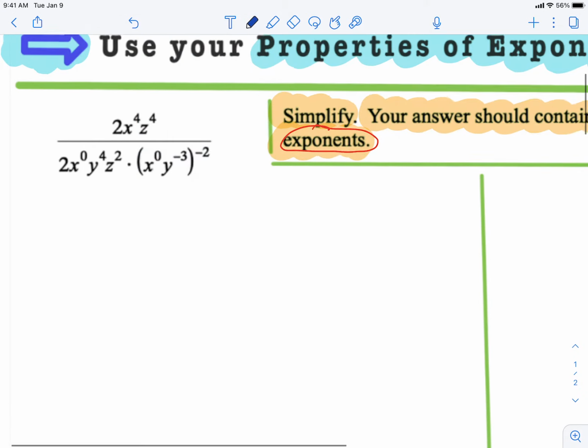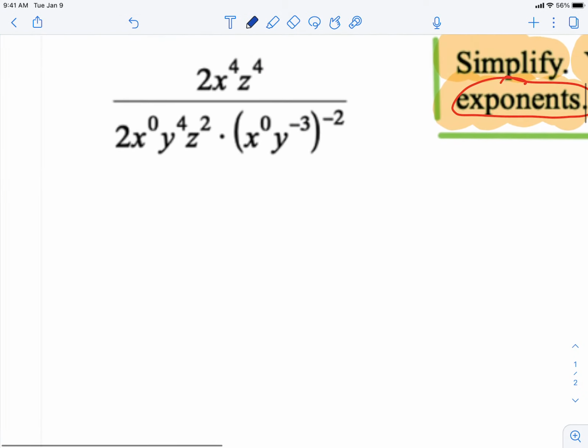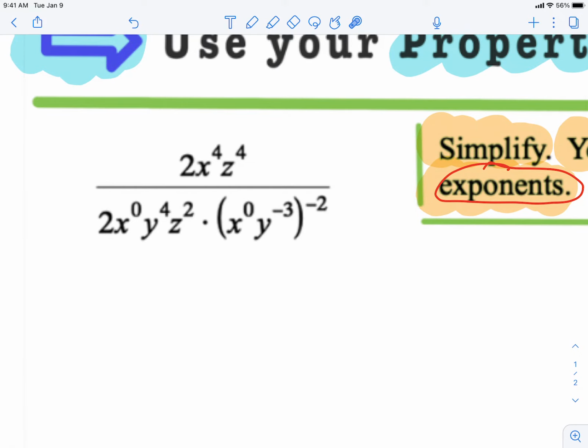So, now we can go to number 1. This says 2x to the 4th, z to the 4th, divided by 2x to the 0, y to the 4th, z to the 2nd, times quantity x to the 0, y to the negative 3rd, all to the negative 2. All that sounds complicated, but if we just do it step by step, then it's going to be okay.